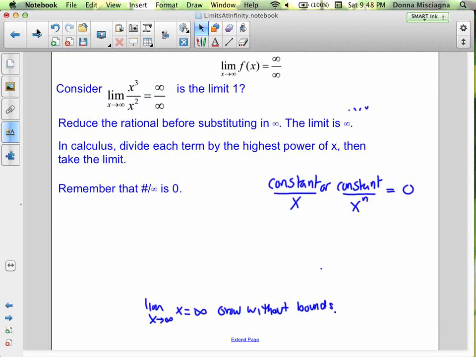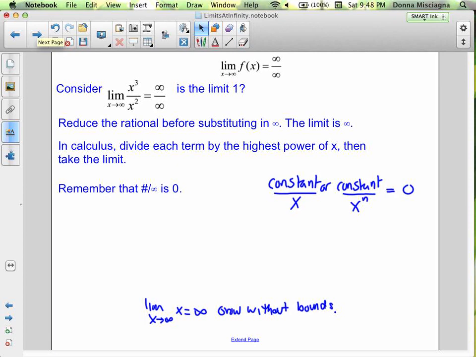Consider the limit of x cubed divided by x squared as x approaches infinity. The numerator is going to infinity, the denominator is going to infinity. This is an indeterminate limit. Is the limit 1? Well, it is not. And if you say 1, I'll be kind of sad. Reduce the rational function before substituting, because that limit is not 1.